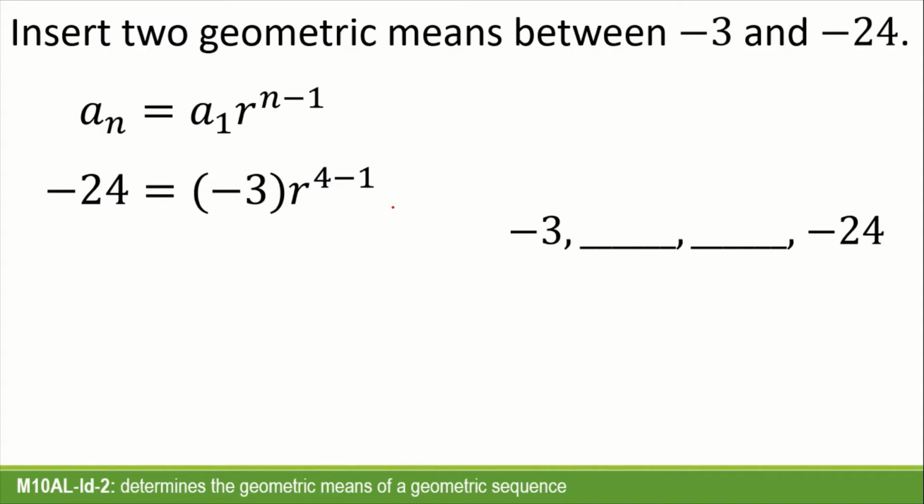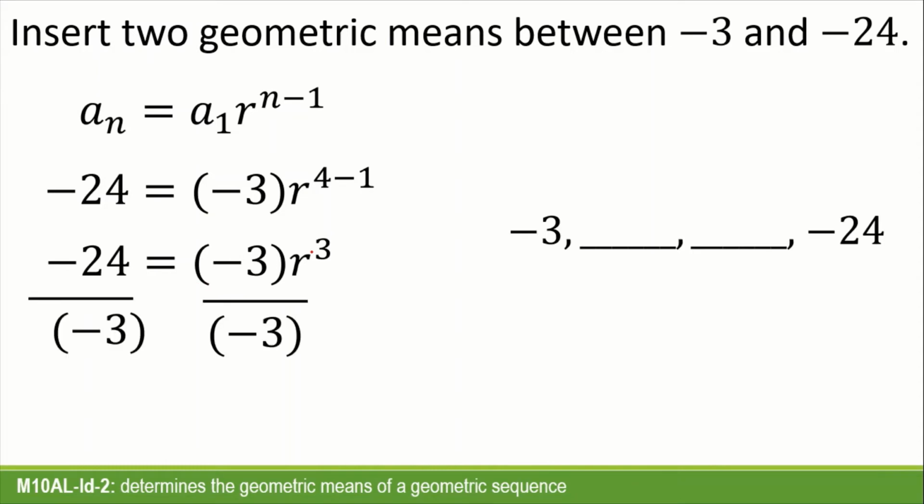And then, isimplify natin. So, simulan natin with the exponent of r. So, magiging negative 24 equals negative 3 r cubed na lang siya kasi 4 minus 1 is equal to 3. Now, ang target natin ay we solve for r. So, para ma-eliminate natin or ma-cancel out natin itong negative 3 na coefficient or kasama ni r cubed, we need to divide both sides by negative 3.